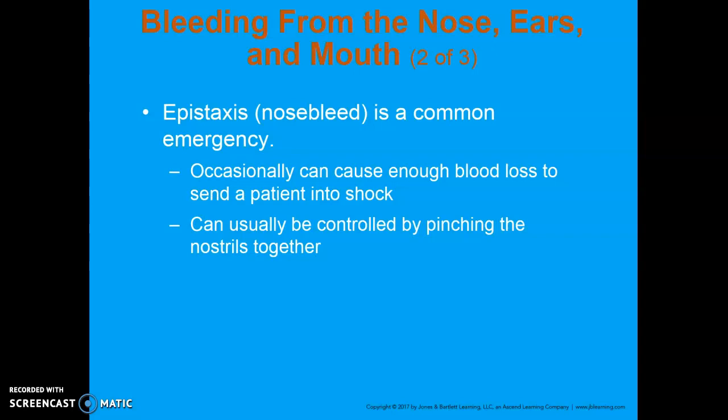We don't lean them back anymore because all of that blood goes into their stomach. Stomachs don't like blood, so they end up vomiting. Keep in mind that a lot of the blood that you see coming out of the nose is not the entirety of the blood, so we want to be very careful with that.